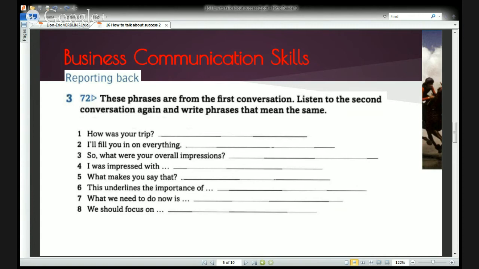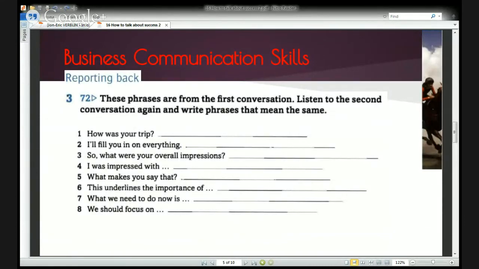Anton, in the first listening we heard, "So, what were your overall impressions?" Did you catch the equivalent expression in the second one? I guess it's "give an overview." That's right. Give me an overview. It means the same as what were your overall impressions.